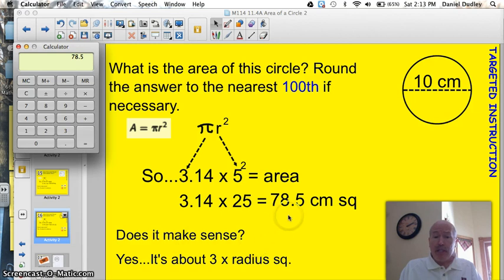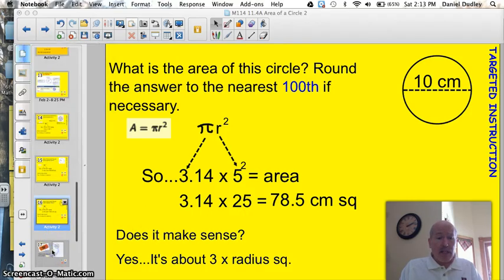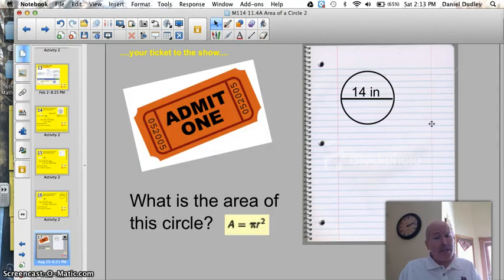All right, does my answer make sense of 78 centimeters squared? Sure it does, because it's about 3 times the radius squared. About 3 times 25 would be 75, so sure. All right, nice work. Let's get to the ticket. What is the area of this circle? Just one problem tonight, and there's your formula. Area equals pi r squared. Go ahead.